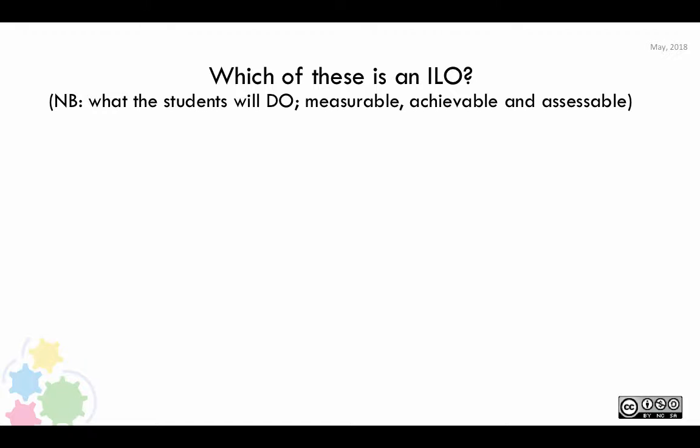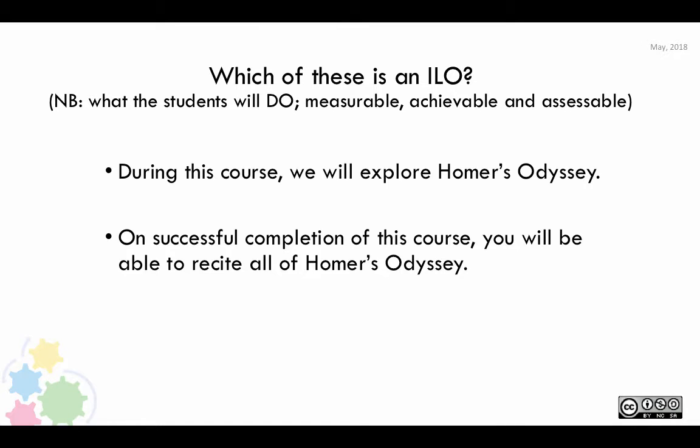Which of these do you think is an intended learning outcome? During this course, we will explore Homer's Odyssey. On successful completion of this course, you'll be able to recite all of Homer's Odyssey. Well, probably the second statement is more of a learning outcome than the first one. It's certainly measurable and accessible, and the first one isn't really talking about what the learning will be after a certain period of study, while the second one is.